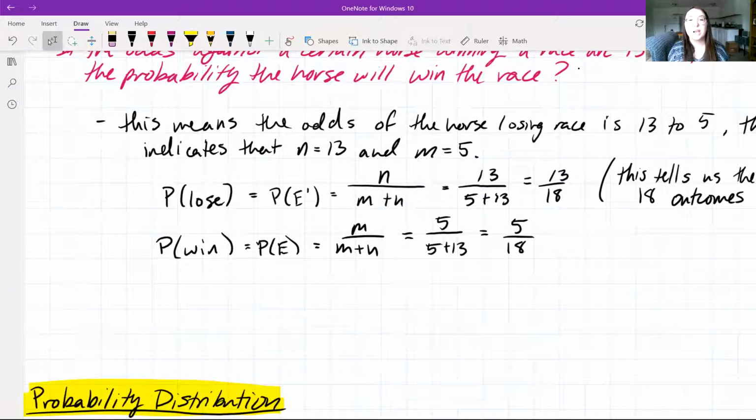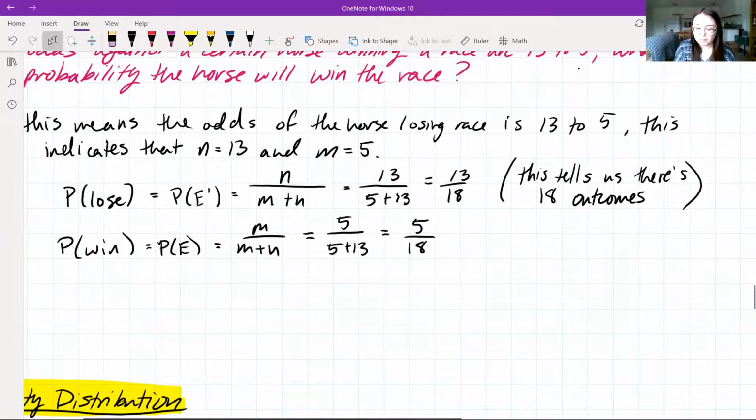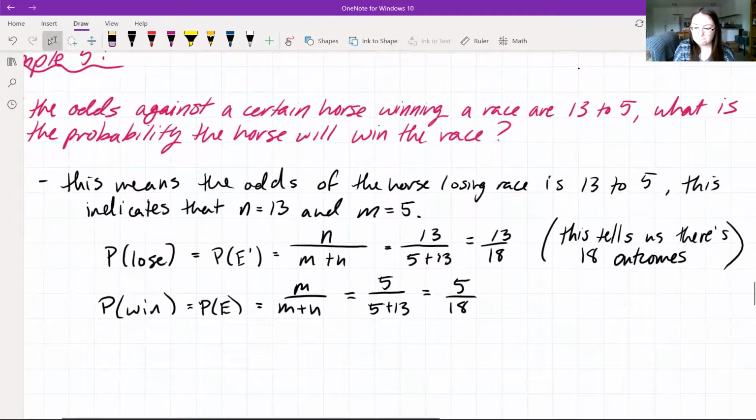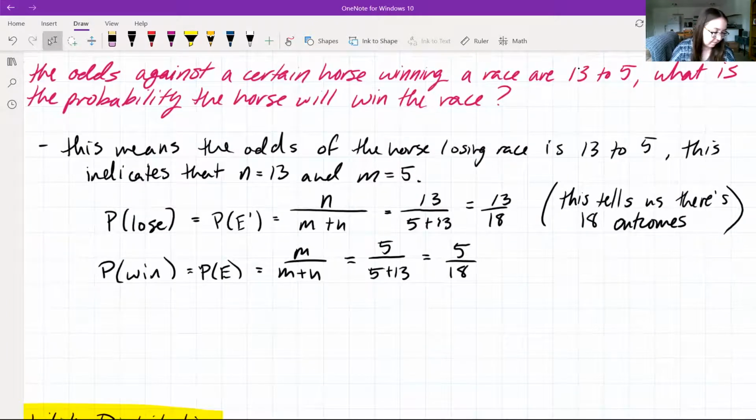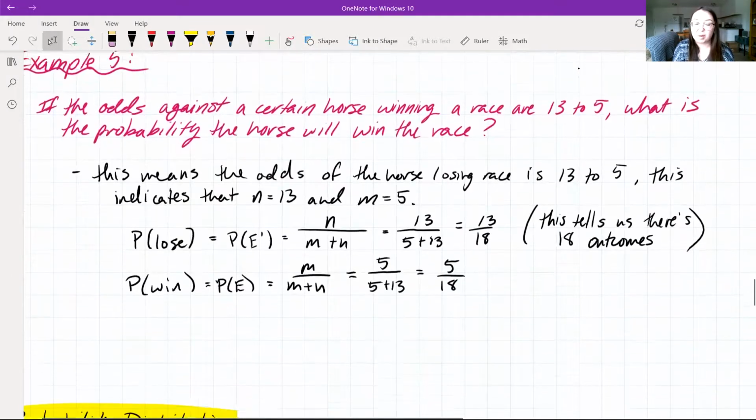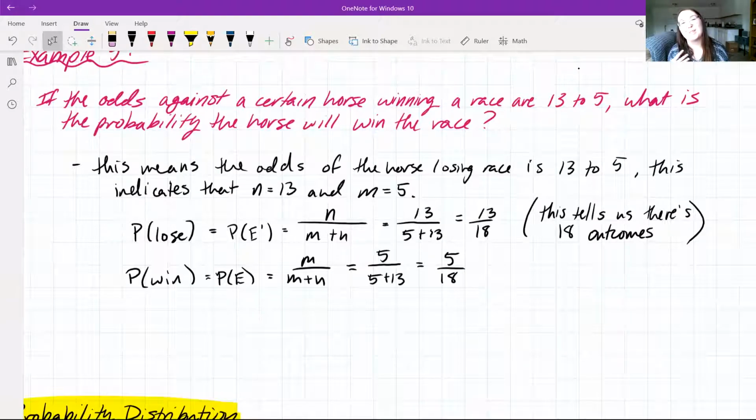Now if we're going to write this in terms of odds, remember we have to write it differently. We just needed the probability that the horse will win the race. So the probability that the horse will win the race is 5 divided by 18. If we wanted to rewrite our odds, we would say that in favor of the horse winning, the odds will be 5 to 13. In this case, we just wanted the probability. So this would be our finished problem.